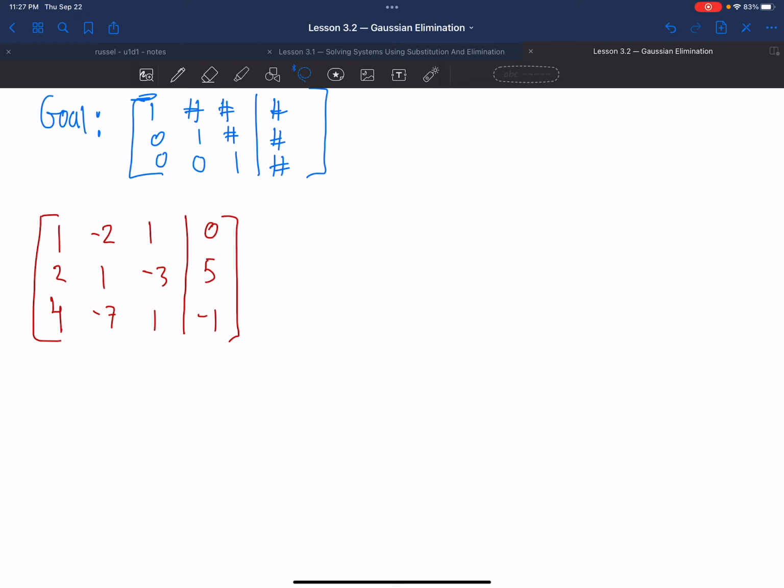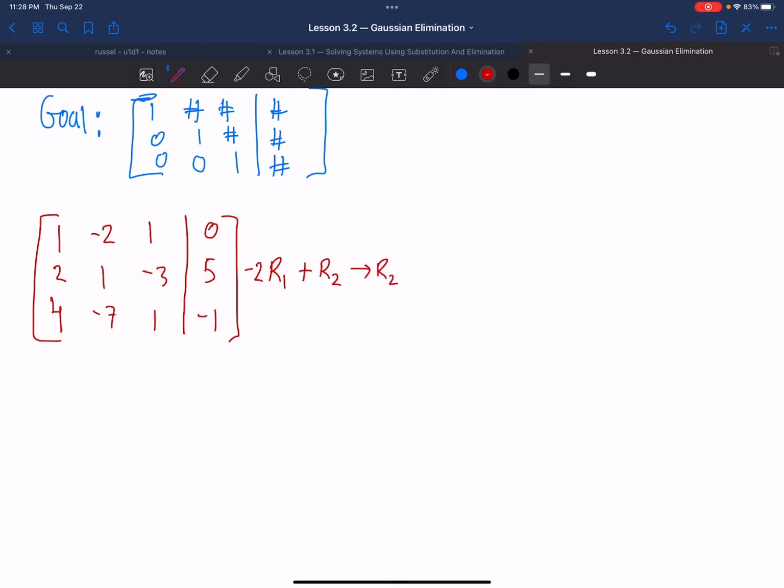Having this 1 here, this guy, that 1 can easily eliminate 2 and can easily eliminate 4. So what I'm going to do is take, if I multiply 1 by negative 2, that is the additive inverse of 2. So take row 1, multiply it by negative 2, add that result with row 2, and put that into row 2. Replace row 2 with that result.